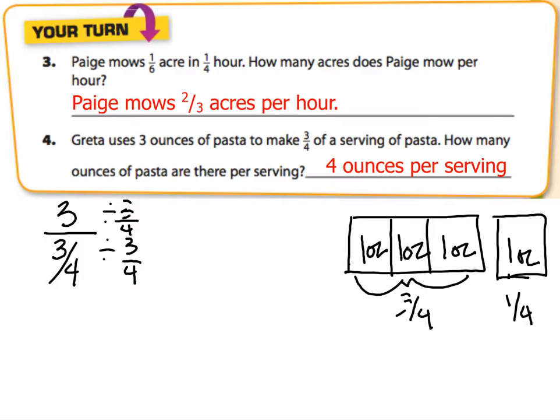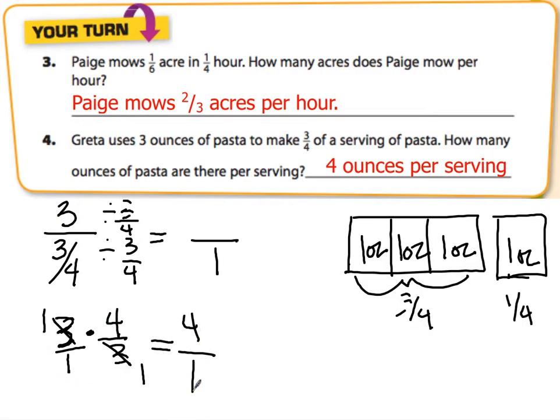But mathematically, we can divide both sides by 3/4. 3/4 divided by 3/4 gives us 1. Okay, if I do 3 divided by 3/4, keep, change, flip. So I have 3 over 1, excuse me, 3 and 3 are both divisible by 3. 4 times 1 is 4. 1 times 1 is 1. I get 4 over 1, which is 4. So again, that would be 4 ounces per 1 serving.